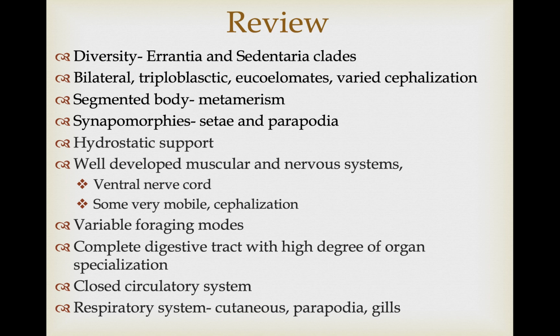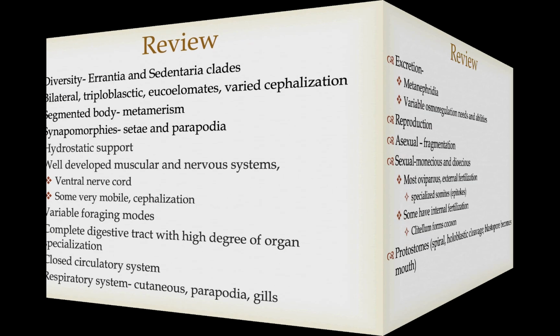They have a closed circulatory system, which is needed to efficiently move nutrients and waste products throughout their body among these individually isolated somites. They have a variety of means of respiration, so cutaneous respiration is seen in many. Parapodia help with that, and many of the aquatic forms have gills.